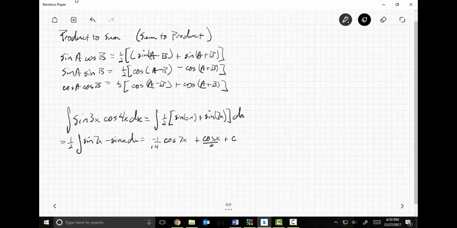Now, this is one of those that we could actually double check by taking a derivative really quickly. The derivative of cosine of 7x is negative sine of 7x times 7. That would cancel and give you 1/2 sine of 7x. The derivative of cosine of x over 2 is just negative sine of x over 2. And we're good. All right.